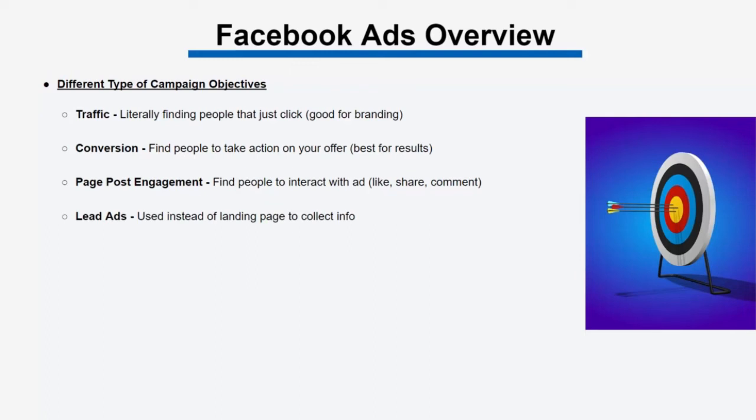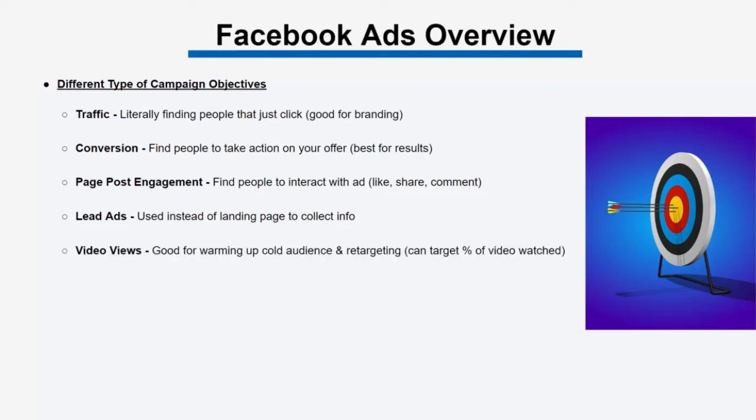And then we have the lead ads. Pretty straightforward here. This is where we're using Facebook's lead form instead of actually having a landing page to collect that information. It allows us to keep the actual user on the platform and not have them leave the platform to go to your website or your landing page to collect that information. It just makes it easier for that user to submit their information.